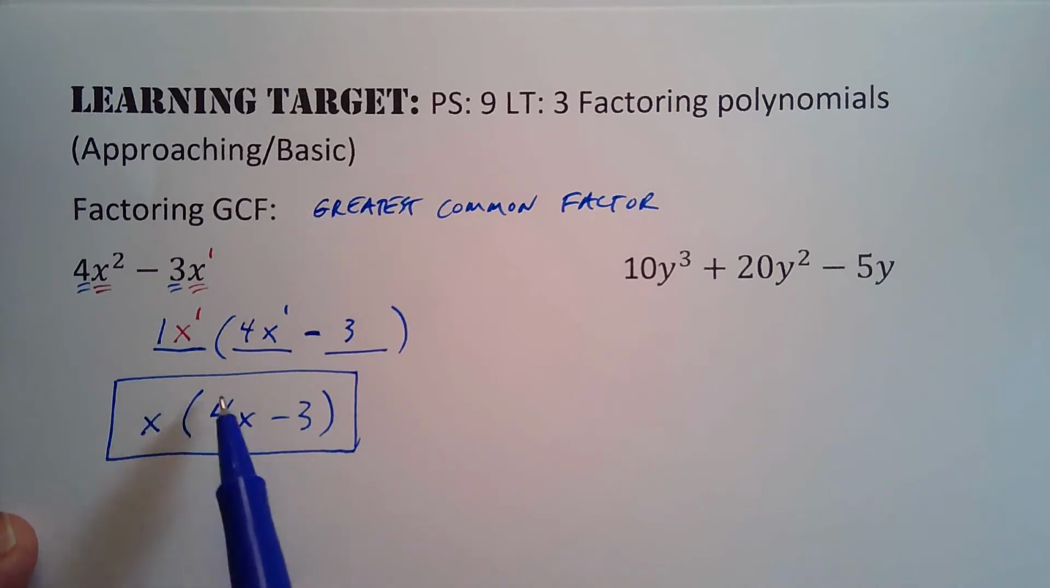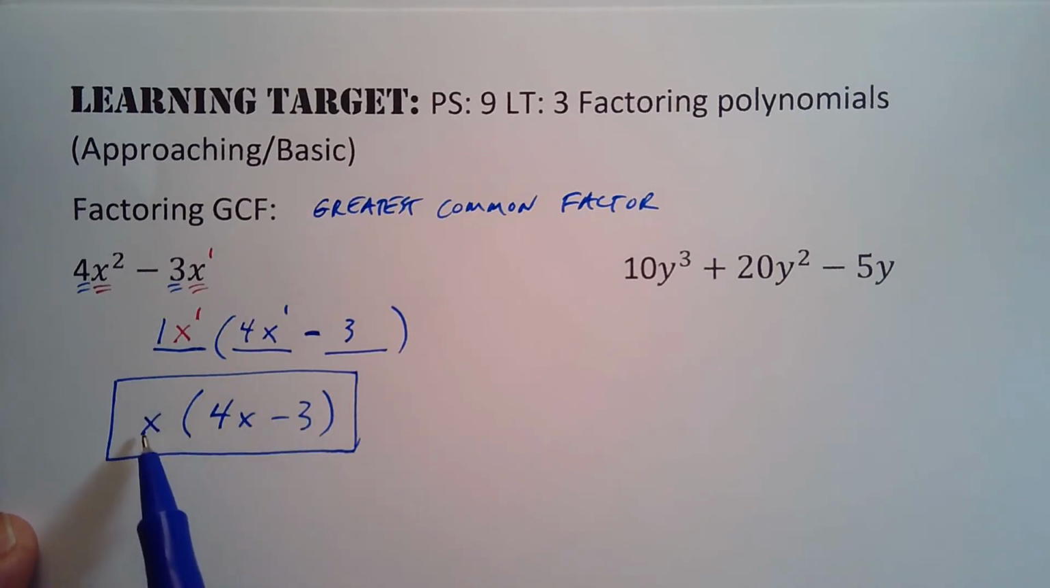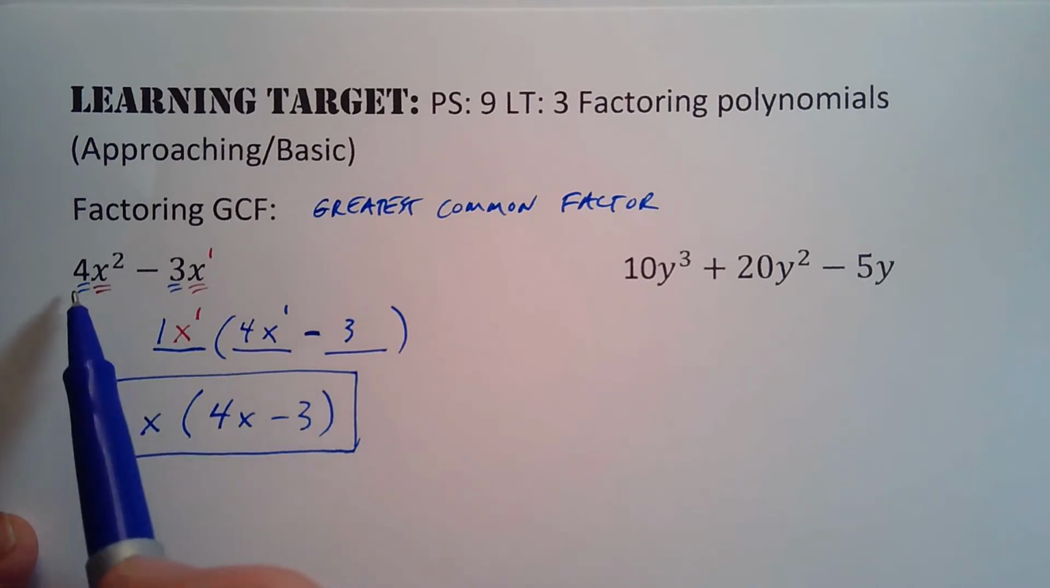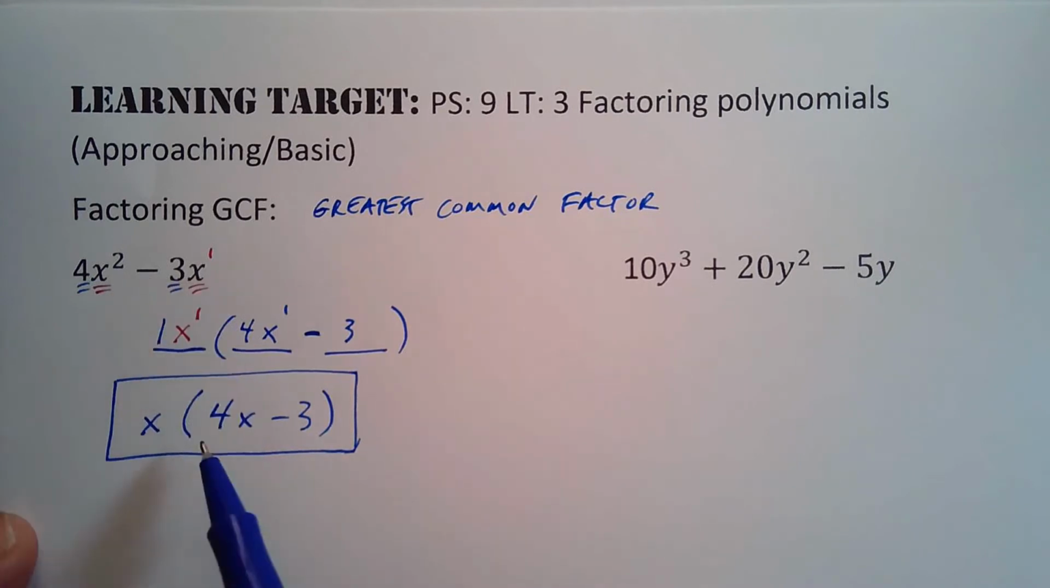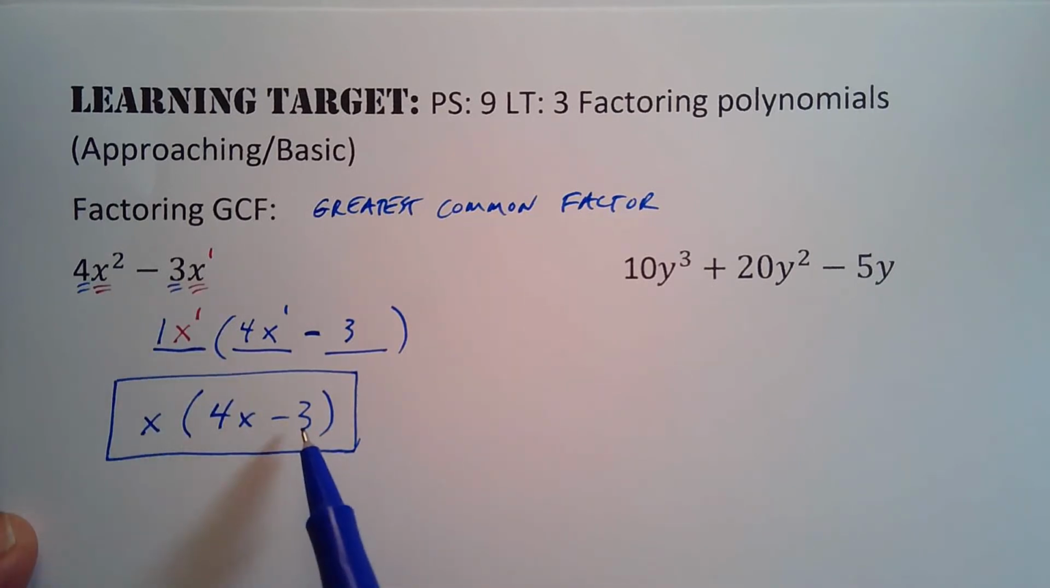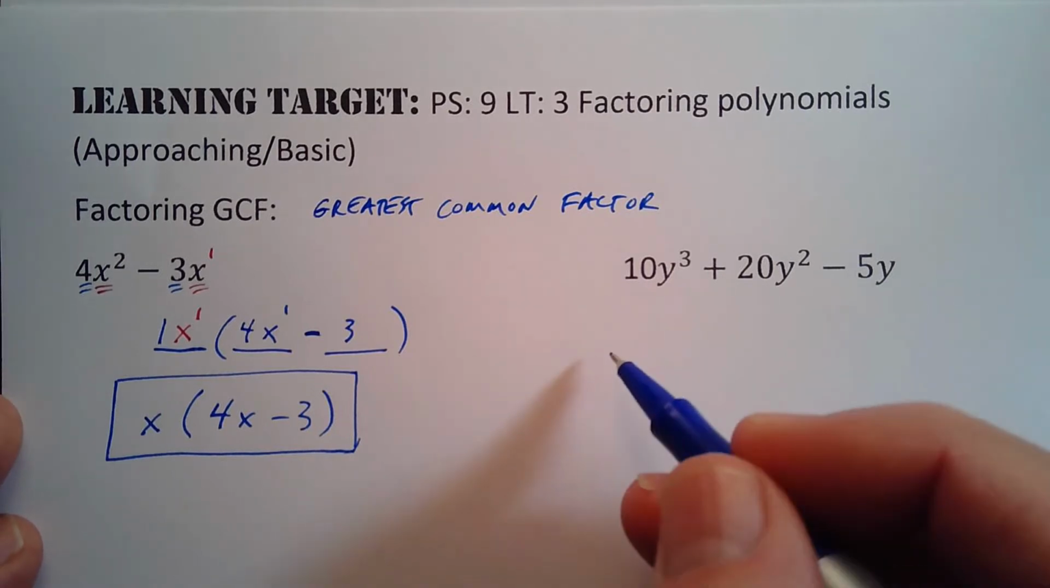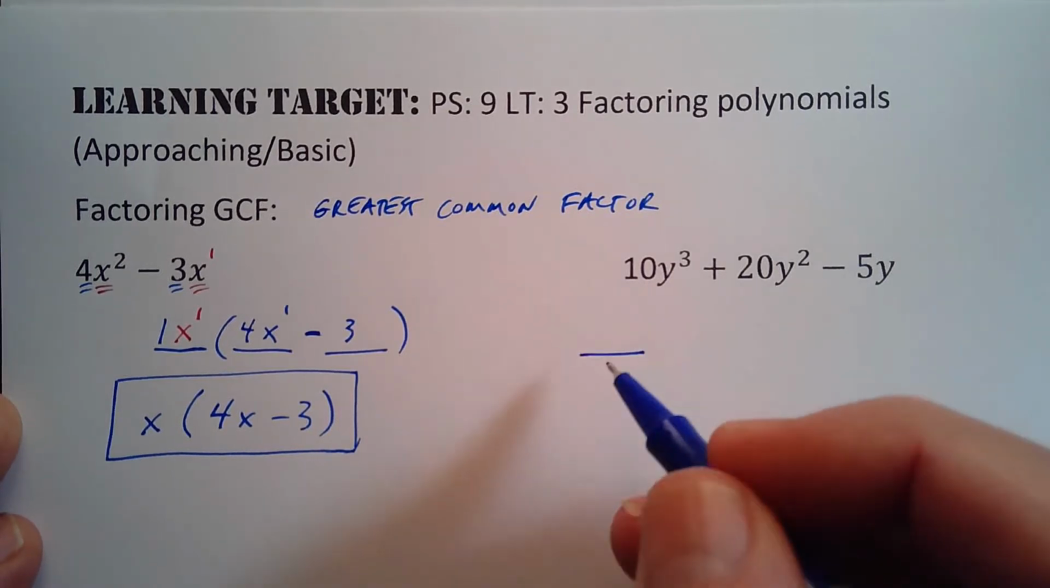So if I were to do the distributive property on this, x times 4x gives me the 4x squared. X times the minus 3 gives me the minus 3x. So it's pretty much doing the reverse of what you just did on that test. So again, I suggest making a blank for the GCF.